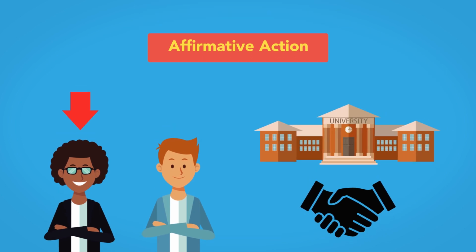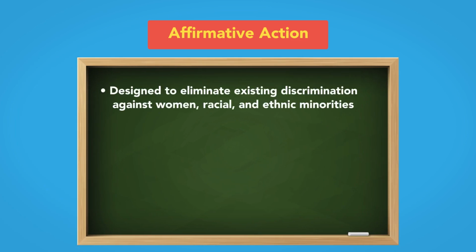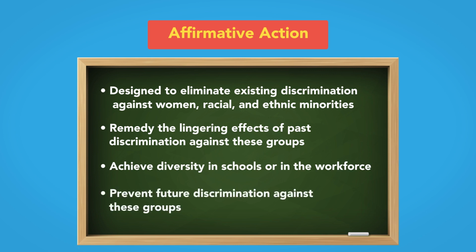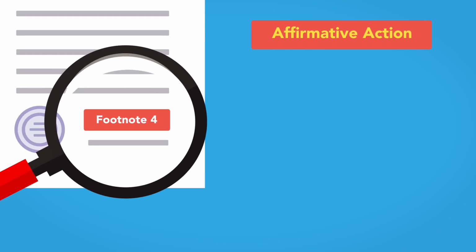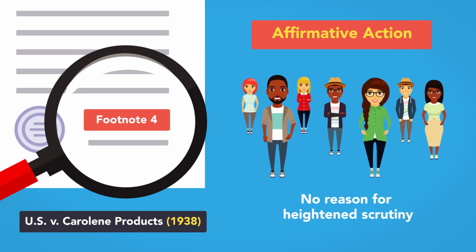Affirmative action programs exemplify benign discrimination because they are designed to eliminate existing discrimination against women and racial and ethnic minorities, to remedy the lingering effects of past discrimination against these groups, to achieve diversity in schools or in the workforce, and to prevent future discrimination against these groups. The language of footnote 4 in Carolene Products would seem to indicate that there is no reason to subject these to heightened scrutiny, as they don't disadvantage discrete or insular minorities.